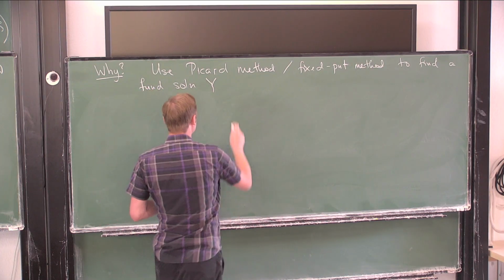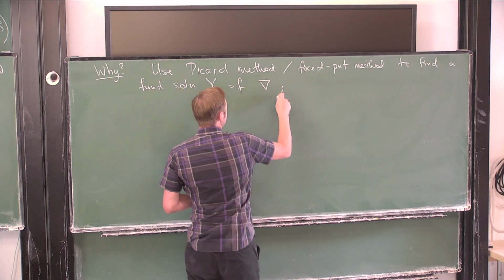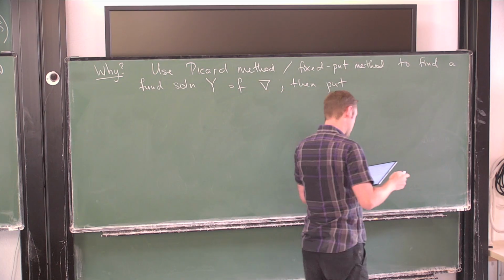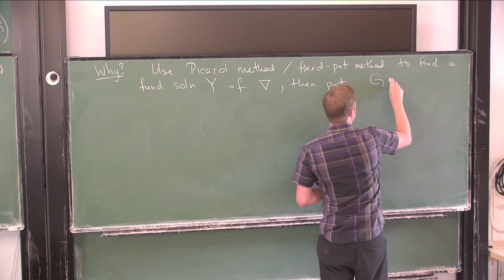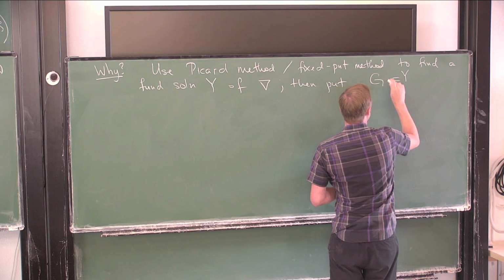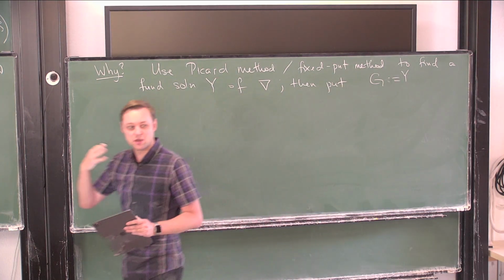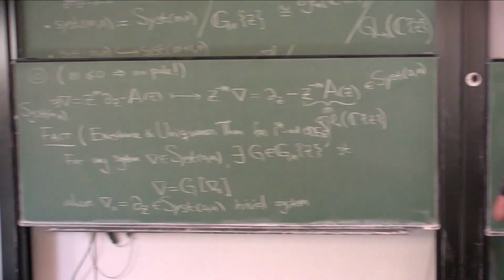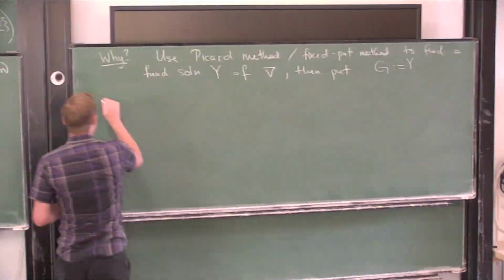Y, nabla, and then put, I hope I got the power right, G to just be Y. Remember, Y is a fundamental solution, so it's an invertible matrix. So I'll just let G be that Y.